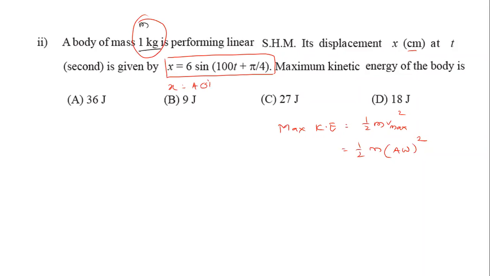x is equal to a sin(omega t plus phi), or alpha we can use. So here omega is 100. So 1 by 2 into 1 into a is 6, multiplied by omega is 100 square. So it is coming 1 by 2, 6 square is 36, 100 square is 10 raised to 4. So 36 by 2 is 18 into 10 raised to 4.